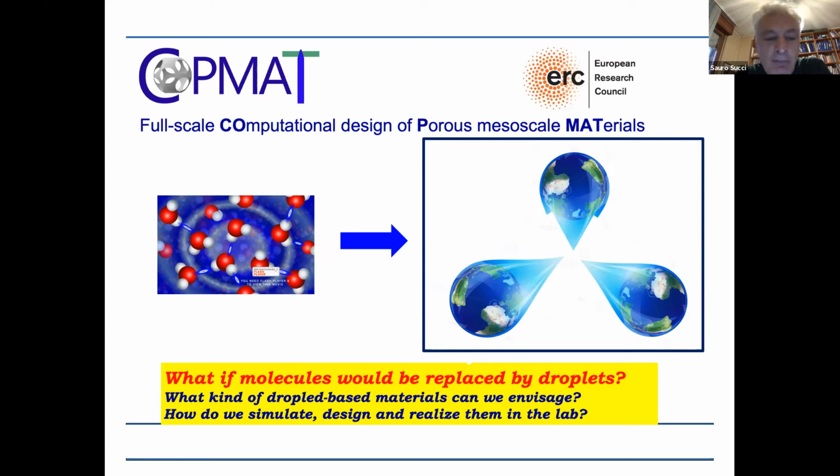Now, coming back to Dropland, again in a jesting mood, I would say, what would the world look like if we could replace molecules with droplets? Of course, it's a kind of exaggeration, but nevertheless, it is no exaggeration to say that there are materials based on soft, exotic states of soft matter, which have new properties. So what kind of droplet-based material can we envisage? And of course, how can we simulate and design and realize them in the lab? And today, as I was saying, I will try to give some thoughts on what we can do the day that exascale is with us.